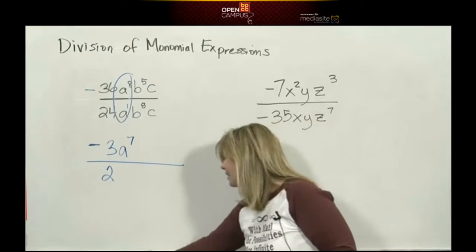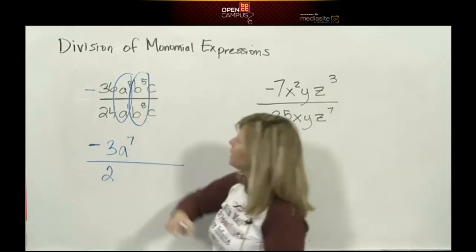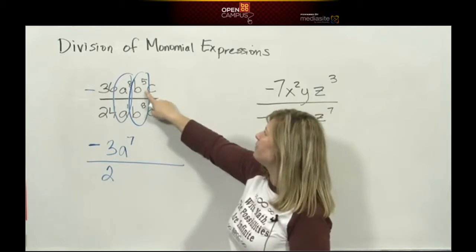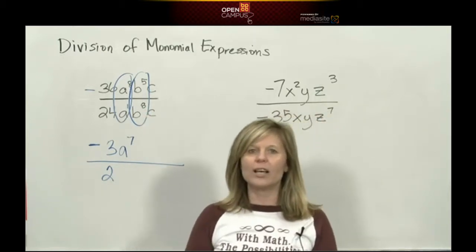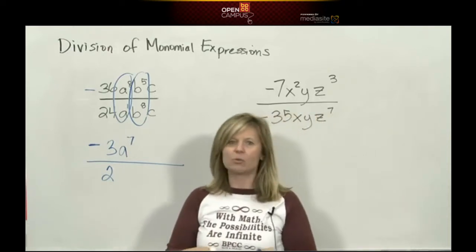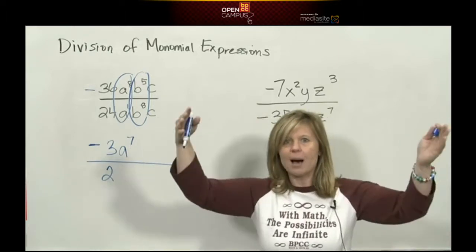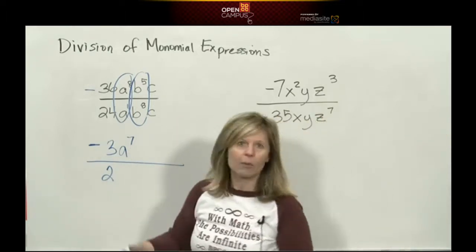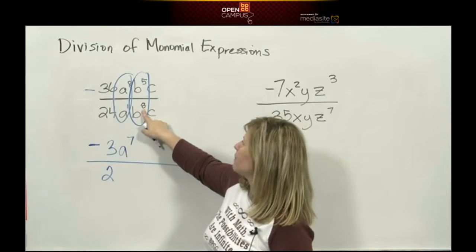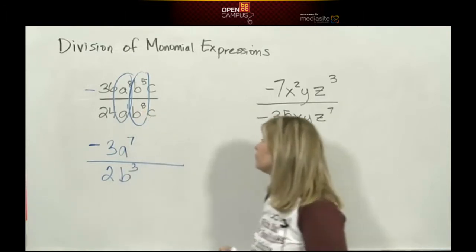All right, our next bases are the b's. I have b to the 5th and b to the 8th. So the rule is when we divide variables, we subtract their exponents. 5 and 8, if we subtract, we get 3. Where do we put this b to the 3rd? The top or the bottom? Well, where were there more b's? There were more b's at the bottom because there were 8. So our b cubed goes in our denominator.